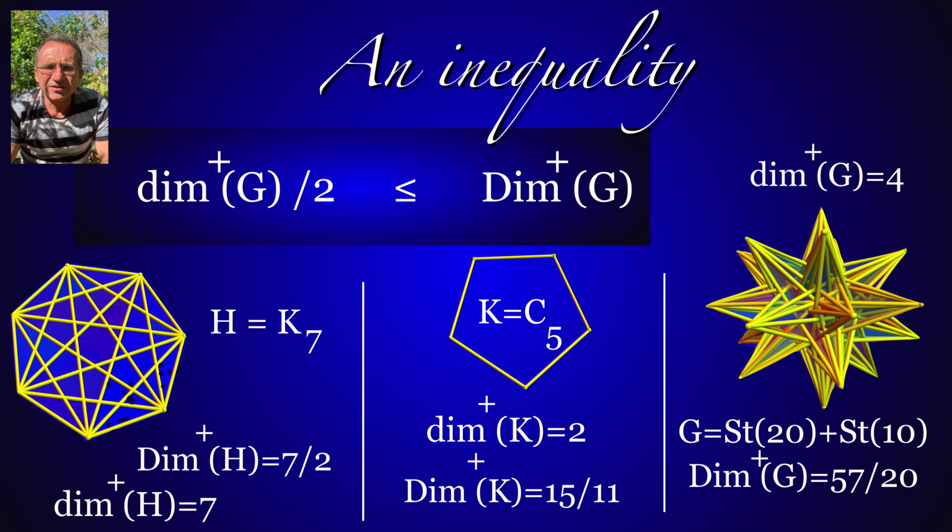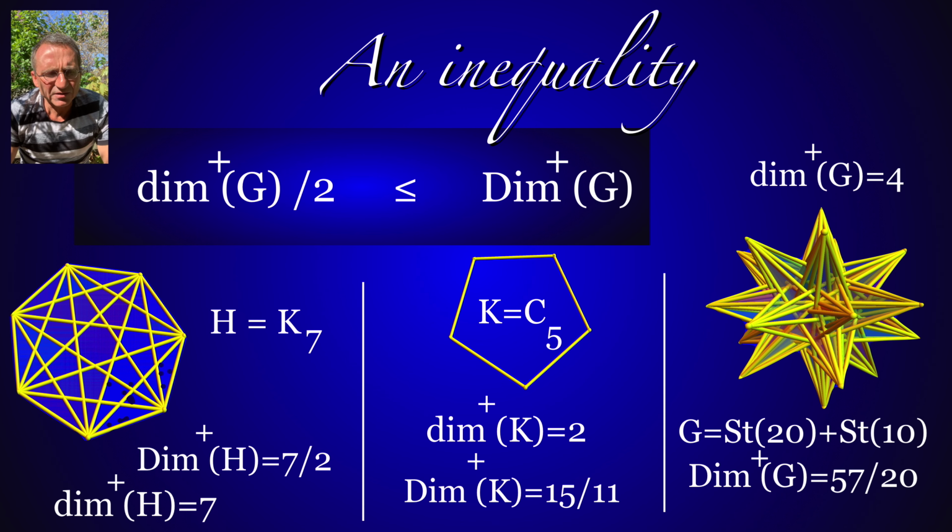Now there is a general relation between these two dimensions. So we have the inductive dimension, augmented version, and we have the average simplex cardinality, and the relation is that the augmented inductive dimension divided by 2 is smaller or equal than the average simplex cardinality.